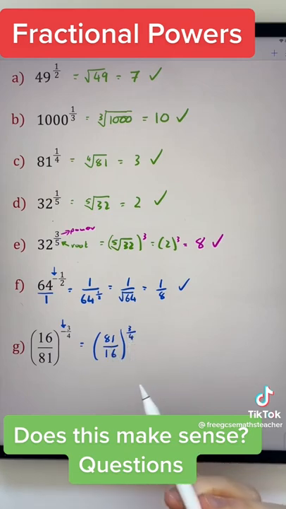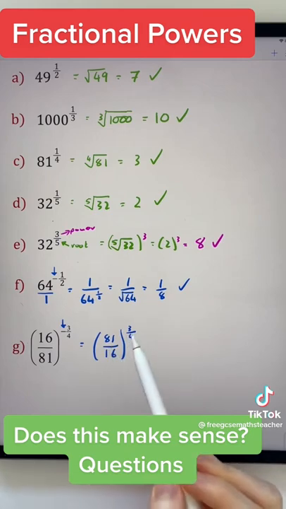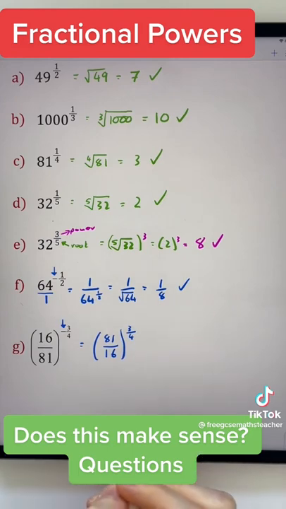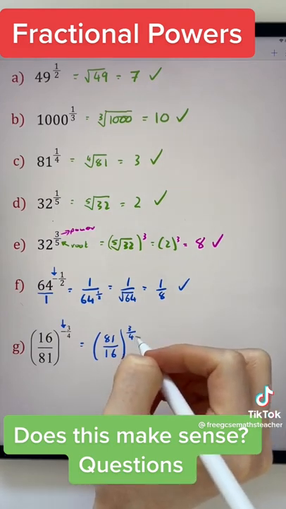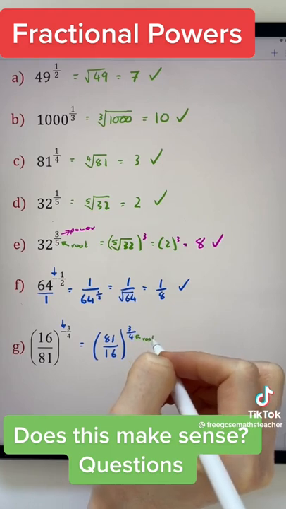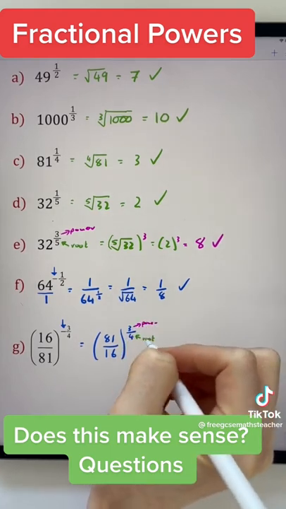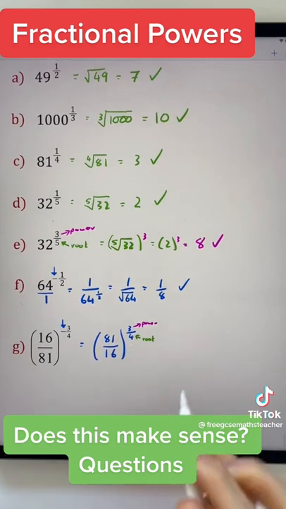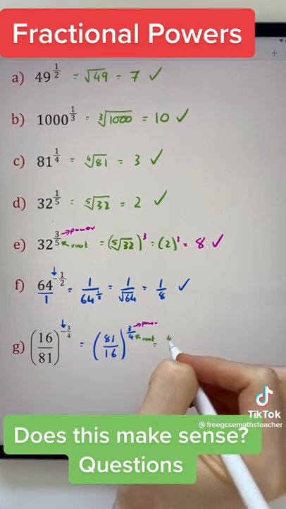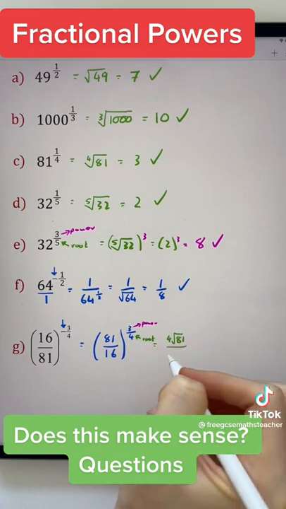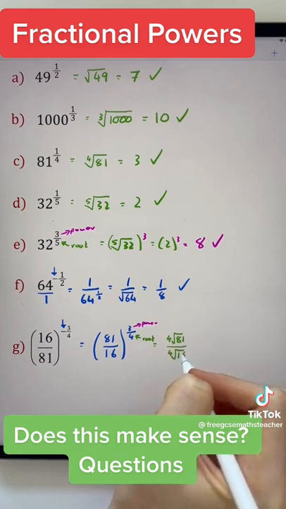So on the top I have 81 to the power 3/4, and on the bottom I have 16 to the power 3/4. Again, we know if we've got a fractional power, the number on the bottom of the fractional power represents the root, and the number on the top represents the power. We always do the root first. So here we've got 4 on the bottom. So therefore I'm going to do the fourth root of 81, and I'm going to do the fourth root of 16.